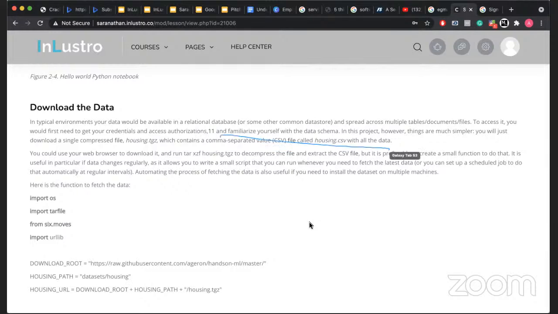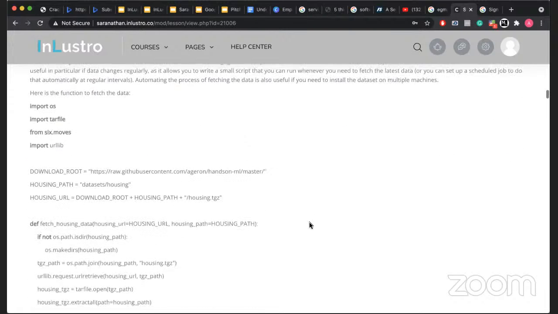You could use your web browser to download it and run tar xzf housing.tgz to decompress the file and extract the CSV file. But it's preferable to create a small function to do that, which is useful in case the data changes regularly. You have a small script that can always fetch the latest data, or you can schedule it. Here's a function to fetch the data, which we'll briefly go through.